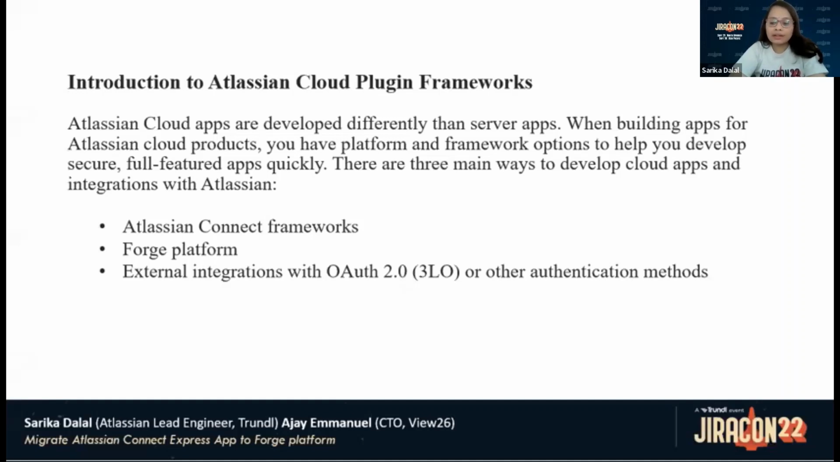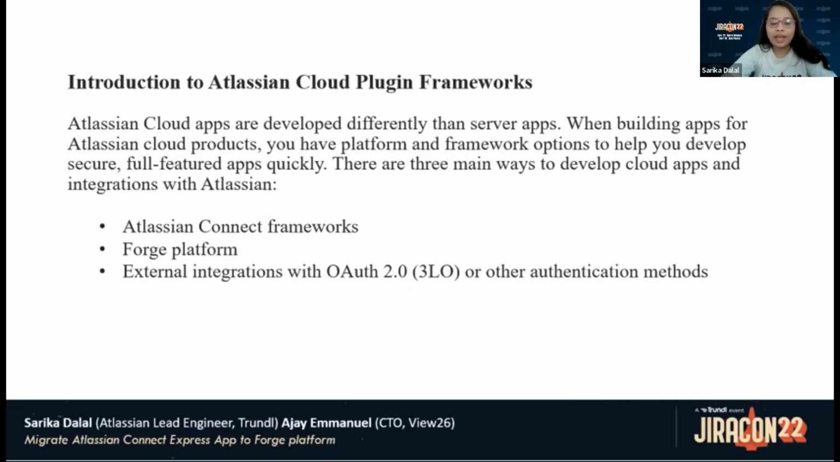Cloud apps are developed differently than the server apps. To develop a cloud platform app, we have multiple framework options which help in creating secure and full-featured apps quickly. There are three main frameworks which we use to develop cloud apps. The first one is Atlassian Connect Express, which we sometimes call the ACE framework. The second option is the Forge platform, that Atlassian launched recently.